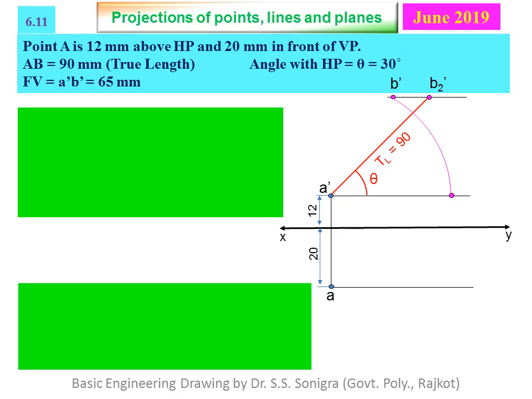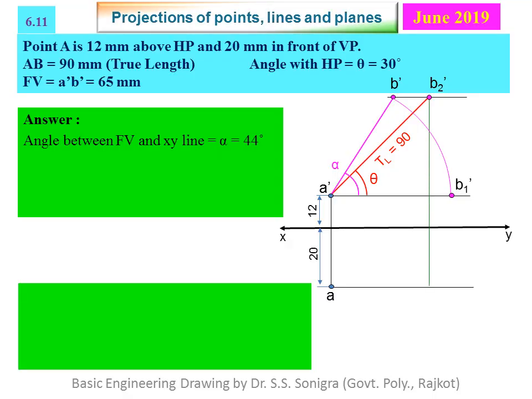Join A dash with B dash, that is front view of line AB, and this angle of A dash B dash with XY line, that is alpha. So write your answer like this: angle between front view and XY line, that alpha is equal to 44 degree.